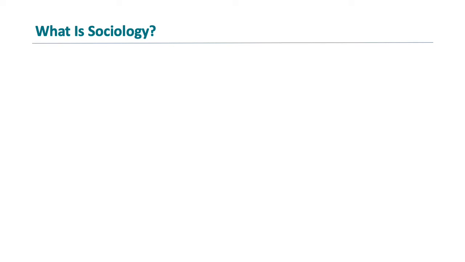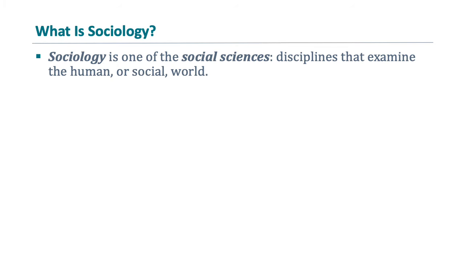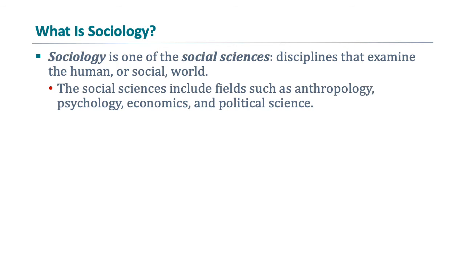So first, let's examine what sociology is. Sociology is one of the social sciences, and the social sciences are disciplines that examine the human or social world. Examples of social sciences include fields such as anthropology, psychology, economics, and political science. The social sciences focus on understanding the social world in the same way that the natural sciences focus on understanding the natural or physical world.